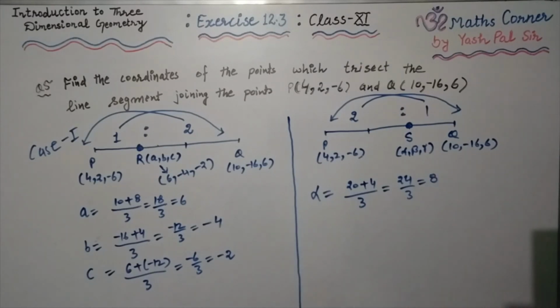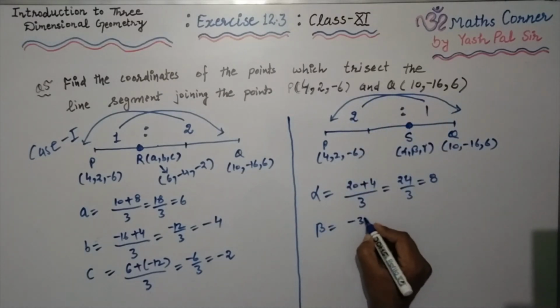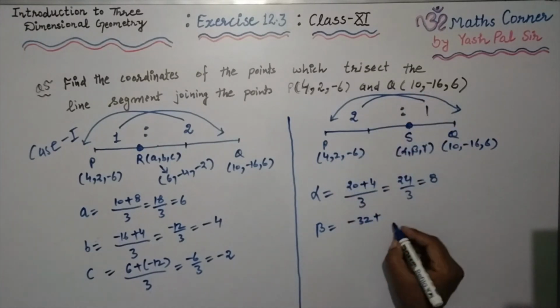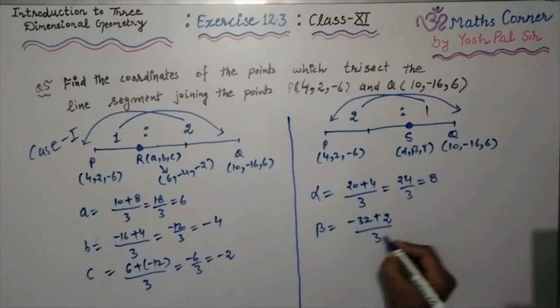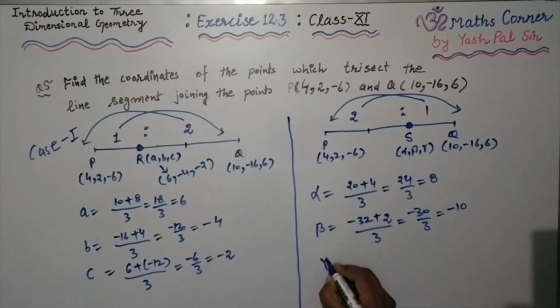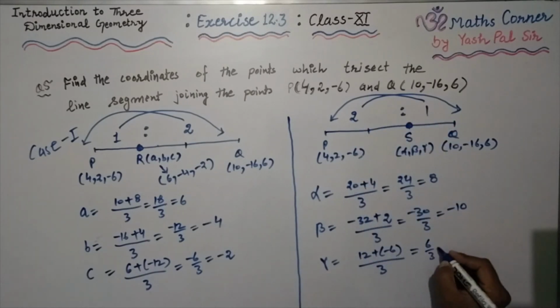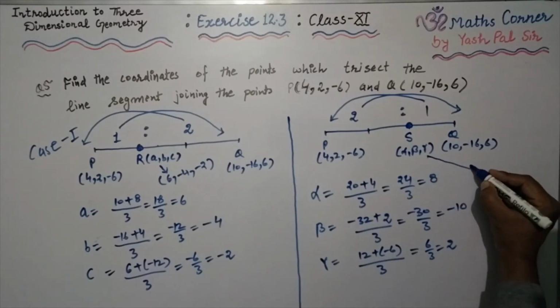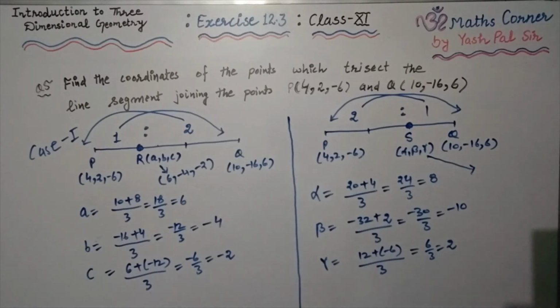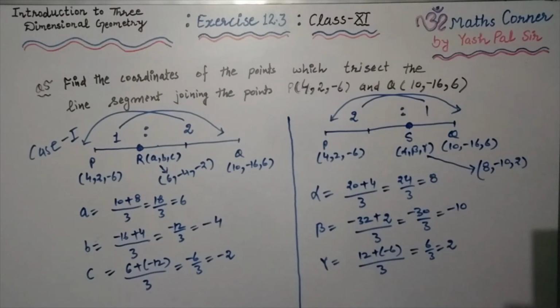Okay, 8 into 3, 24. Similarly, beta is equal to (2 into -16, -32, plus 1 into 2) divide 2 plus 1, 3. This is -30 divide 3 is equal to -10. Gamma is equal to (2 into 6, 12, plus 1 into -6) divide 2 plus 1, 3. 12 minus 6 is 6 upon 3, that is equal to 2. So coordinates of point S, alpha, beta, gamma, they are (8, -10, 2).